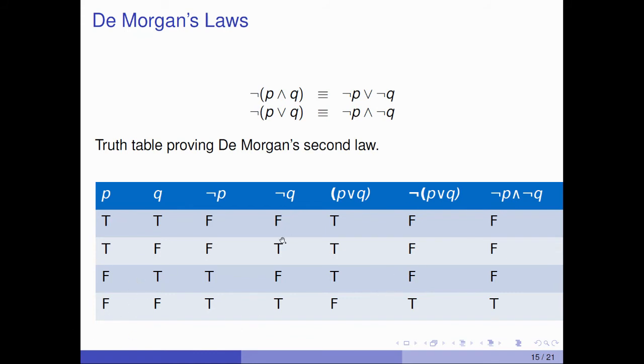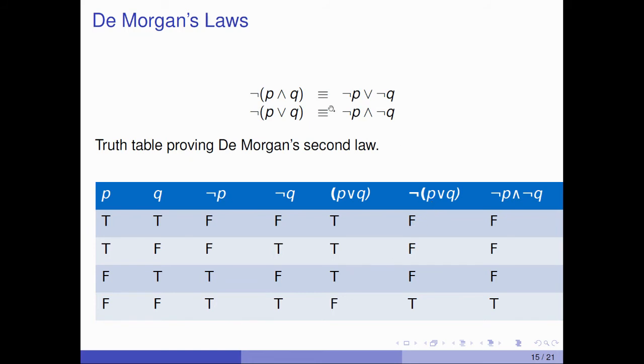So, let's go back to our example. You have P, TTFF, and Q, TFTF. Your not P is just the opposite of P here, and not Q is the opposite of Q. Now for P or Q, you focus on these two columns, considering the disjunction. True or true, you get a true. True or false, true, we only need one true there. False or true, that is true. And false, false, that is false.